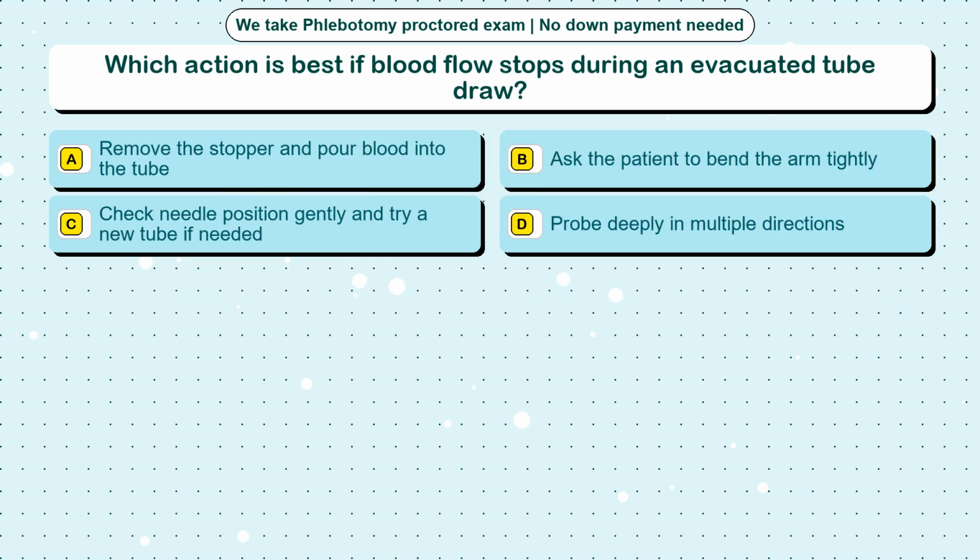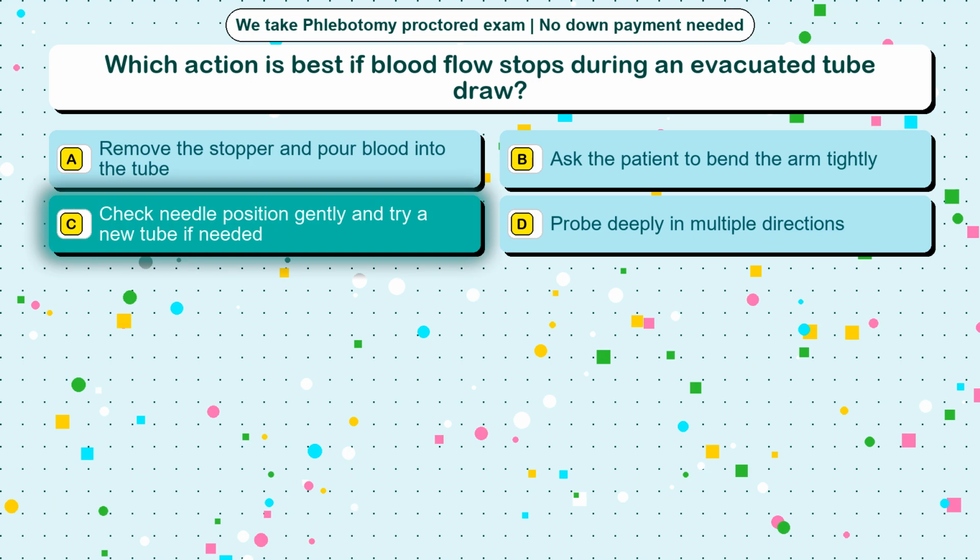Question 52. Which action is best if blood flow stops during an evacuated tube draw? Option A. Remove the stopper and pour blood into the tube. Option B. Ask the patient to bend the arm tightly. Option C. Check needle position gently and try a new tube if needed. Option D. Probe deeply in multiple directions. The correct answer is option C.